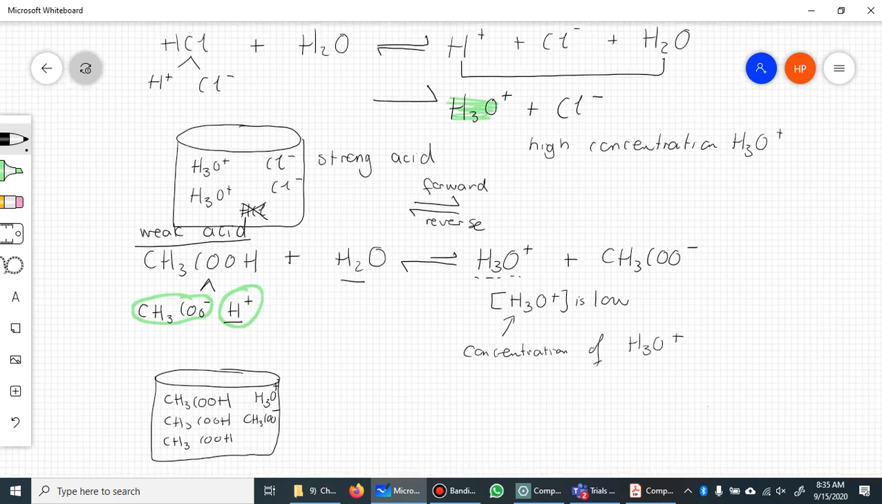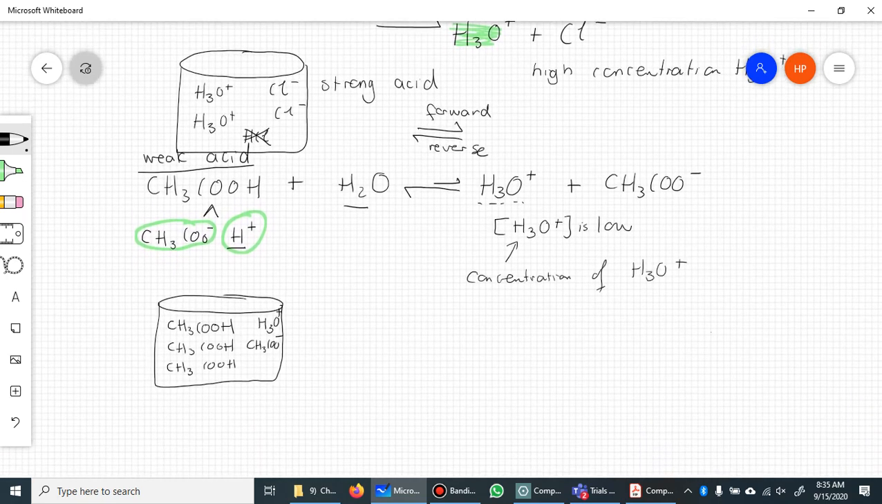Okay, when you're done with that, your next little heading is bases. So we're going to do exactly the same thing, but with all the bases. Okay, starting with the properties. What are some properties of bases?